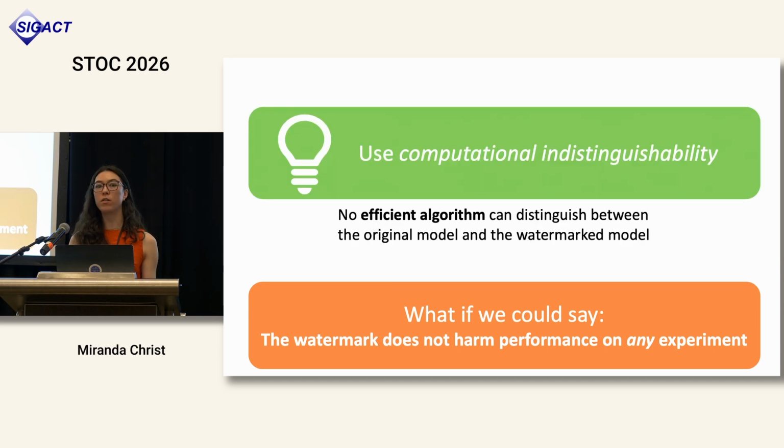And so what we can do now is define quality in terms of computational indistinguishability. Right, it's enough as long as no efficient algorithm can distinguish between the original model's distribution and the watermarked model's distribution. We don't need them to be close in statistical distance. It's enough for them to be indistinguishable to any efficient algorithm.